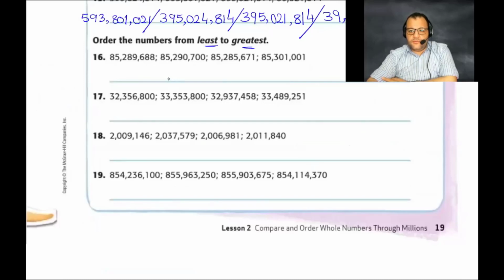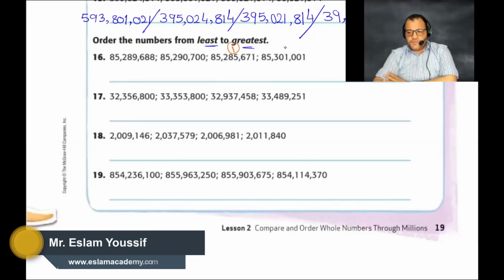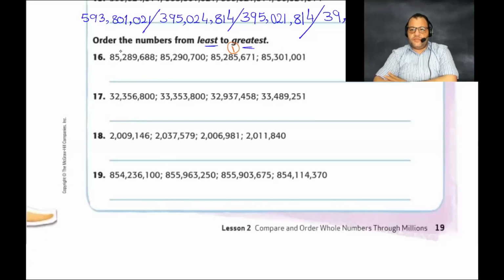First is 85 million. All of them 85 million, huh? Yeah, 285,000. So this will be the first one. 671. Okay, the next one is 85 million, 289,000. Yes. 688. Okay. Number three is 85 million, 285,000. 671. And the last is 85 million, 301. Okay, thanks. So we can arrange this one from the least.